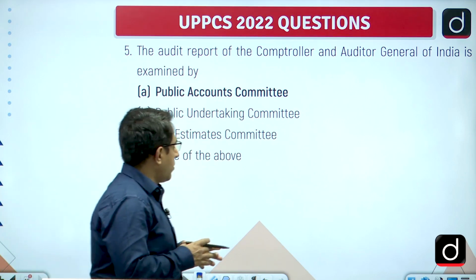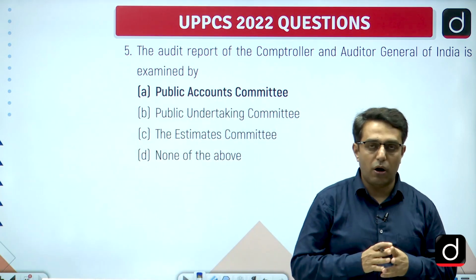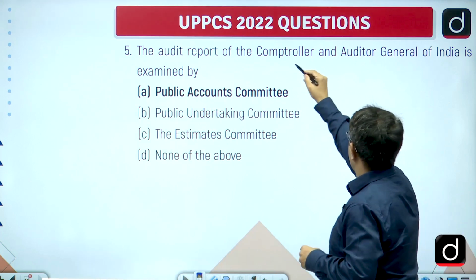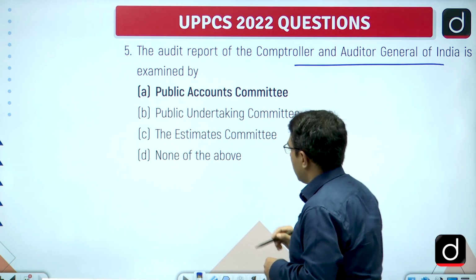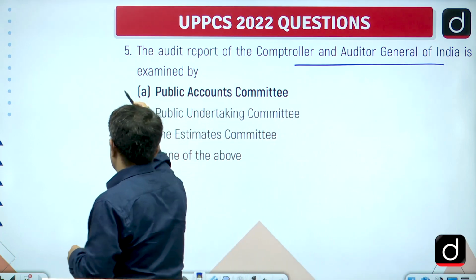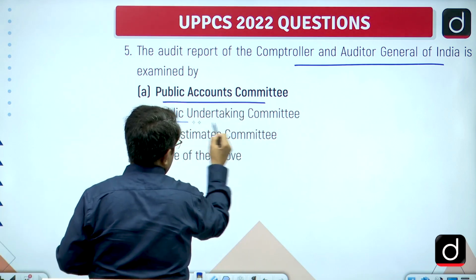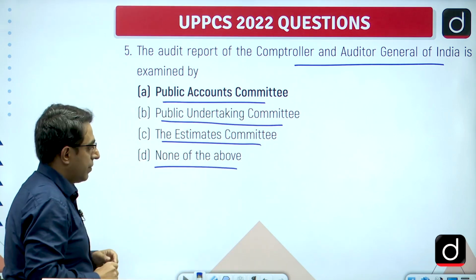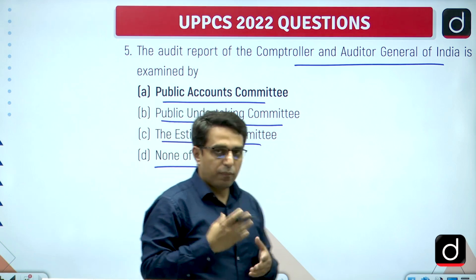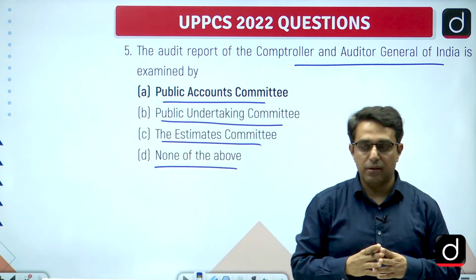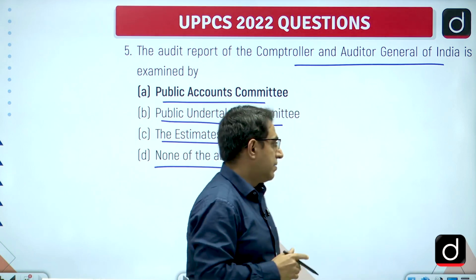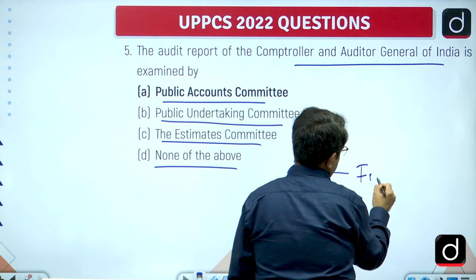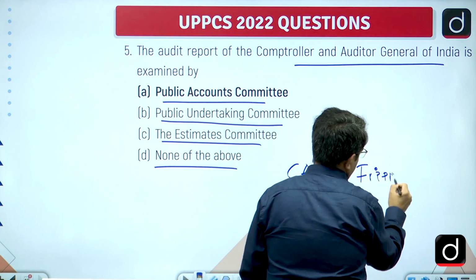The next question is about the audit report of CAG, right. And it says the audit report of the Comptroller and Auditor General of India, CAG, is examined by, then it gives us 4 options: Public Accounts Committee, Public Undertaking Committee, the Estimates Committee, and D is none of the above, right. So, in polity we know that CAG has been regarded as the friend, philosopher and guide of Public Accounts Committee, right.